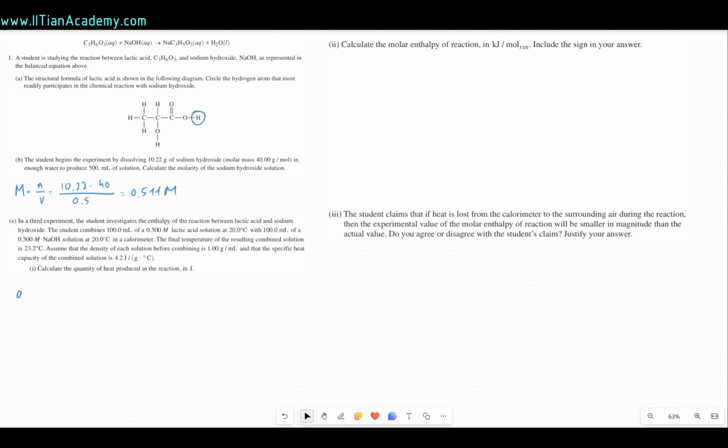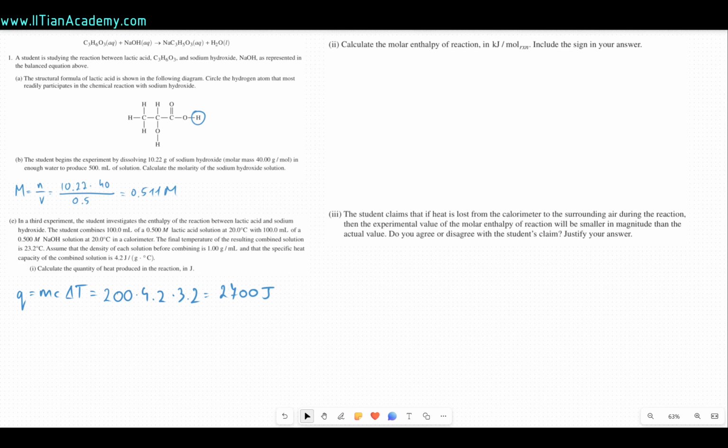So we can use Q is equal to mcΔT. And so this will simply be the mass. We see that this specific heat capacity is given in joules per gram per degree Celsius. So what that means for us is that we don't need to convert our grams into kilograms. So we can simply say 200 grams, and then this we will multiply with the specific heat capacity, 4.2, and this will be multiplied with the temperature change. So 23.2 minus 20 will be 3.2, which will give us 2,700 joules.